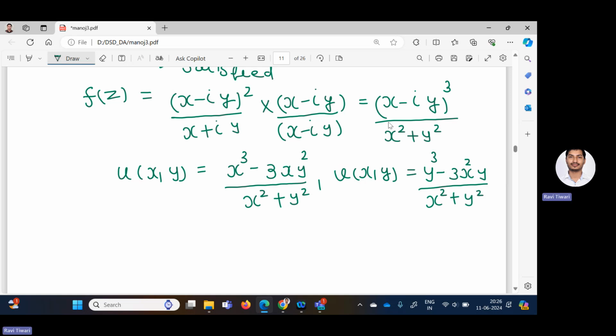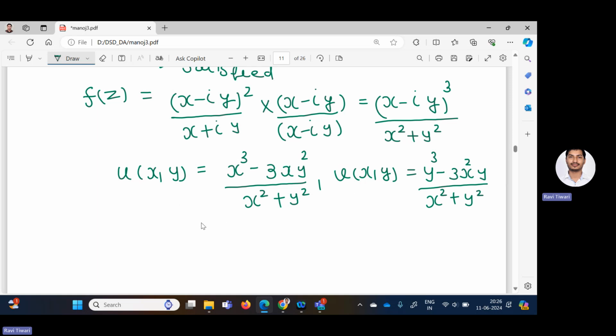How will you get this? Simply you can apply here a cube, so you will get x cube, and minus b cube. So minus b cube is what? i cube, and we know that i square is minus 1, so you will get plus i into y cube. So because of that, here we are getting plus y cube, minus 3ab(a plus b). So we can calculate the real and imaginary part of this function.